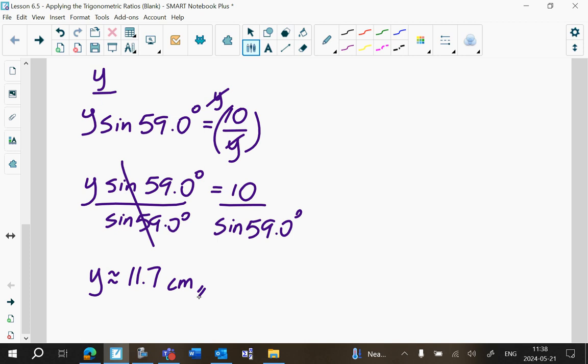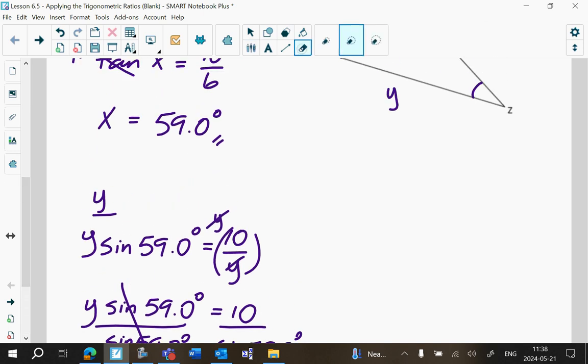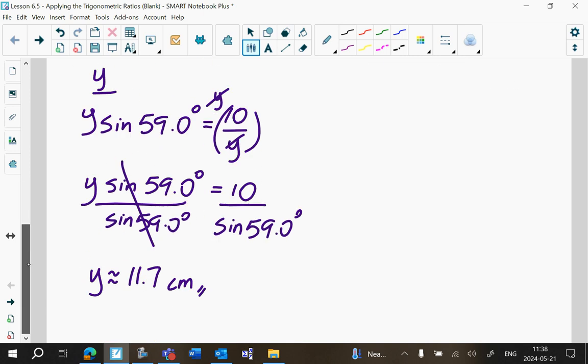Good. And technically, I should do this to be correct. Okay. How else could I have found y? Pythagoras, because I know two of the sides. And if you do that, you should get something approximate. It might be slightly different because of rounding. But as long as your method is correct and your rounding is correct, you're fine. We could have used cosine and the 6, okay? And that would have given us the same thing. So any one of those works.